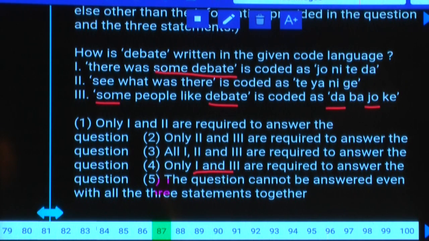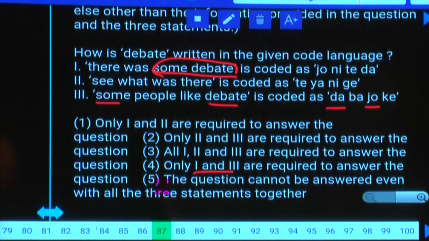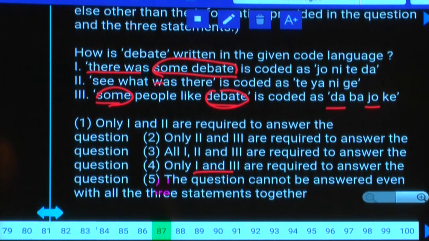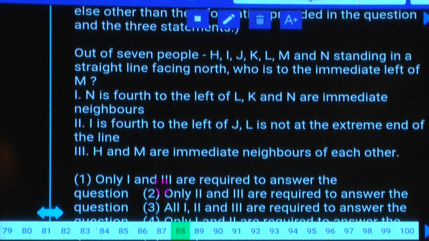Isn't it? Then combination of all the 3 statements. All 1, 2 and 3. Now, if you combine all 1, 2 and 3, then also some and debate are the 2 words which are common. Here also 2 words which are common. And between these 2, there was and there was which are common. Now, also we cannot determine the answer. Then what is your answer? All the statements is also not sufficient, that is choice 5. The question cannot be answered even by combining all the 3 statements together. Choice 5 is the answer. Done with this 87? Then question number 88.